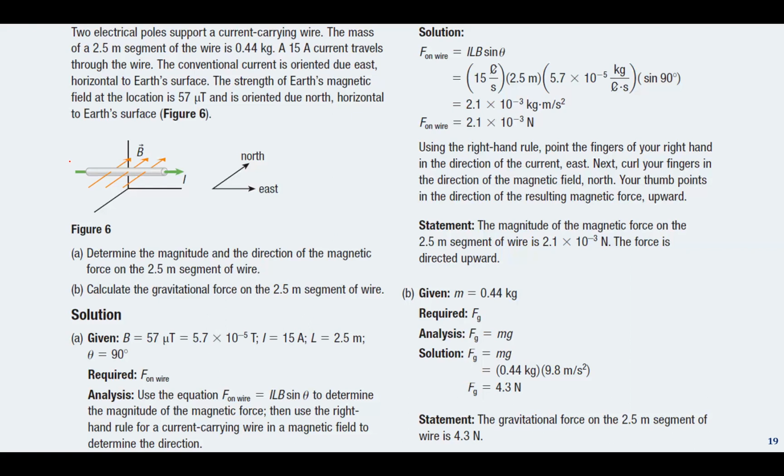Any questions? Okay, so for the second question, this is more straightforward, right? The gravitational force exerted on the wire is just mg. So put the mass and the gravitational constant in the formula. We can find the gravitational force on the 2.5 meter segment of wire is approximately 4.3 newtons.